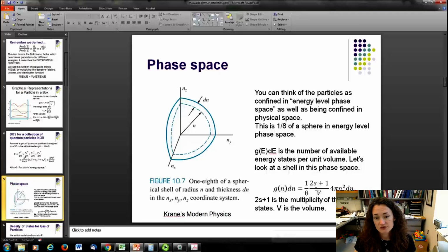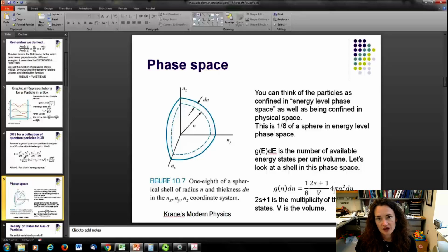Okay, so we've explained the 1/8, we've explained the 4 pi n squared dn, and now the only thing left is to explain the (2s+1)/V. Well, the V here is just the volume. Remember that it's the energy states available per unit volume, so you've got to divide by your volume. So that's easy. Now the 2s+1 is just the spin states that are available, okay?